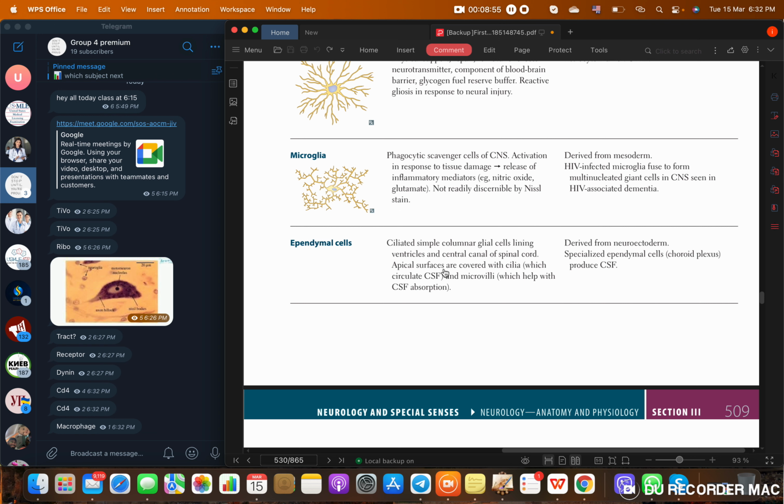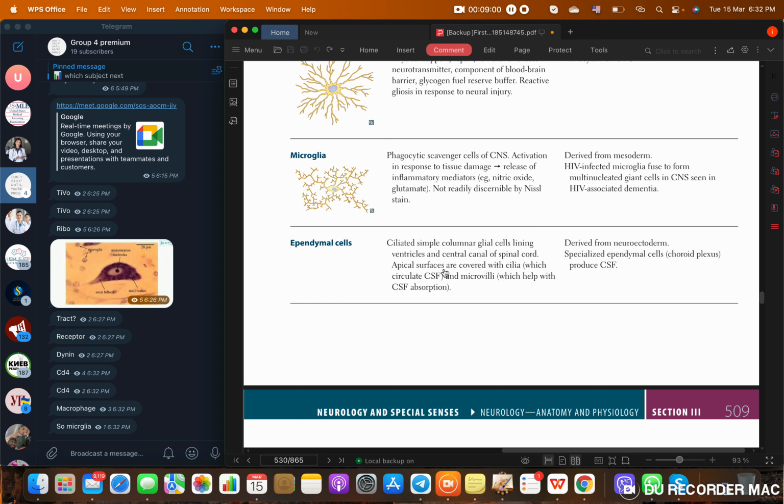CD4, that's one of them. What about the other one? The macrophages, absolutely. So in the brain, it's going to be the microglial cells. That's how they ask the question. So the microglia, it's derived from mesoderm, like most other blood cells. And the HIV-infected microglia fuse together to form multinucleated giant cells. What's a giant cell? It's basically one big cell with multiple nuclei inside of it. When you see something like that, you need to say it's a giant cell. Giant cell in CNS seen in HIV-associated dementia.